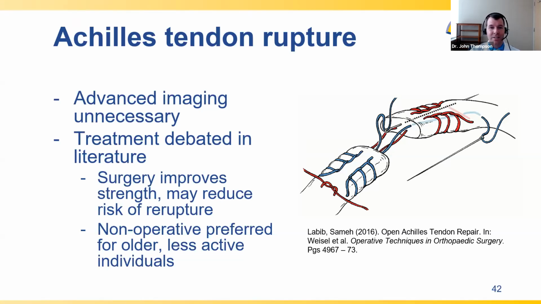So treatment is actually highly debated in orthopedic literature, but in general, there have been a couple of key points here. First, studies have generally found that strength with plantar flexion or pushing the foot down is significantly better when it's fixed with surgery versus treating it without the surgery. And second, we have found that surgery may reduce the risk of re-rupture compared to non-operative management. Re-rupture is when you unfortunately tear the same tendon again, even after it's healed.